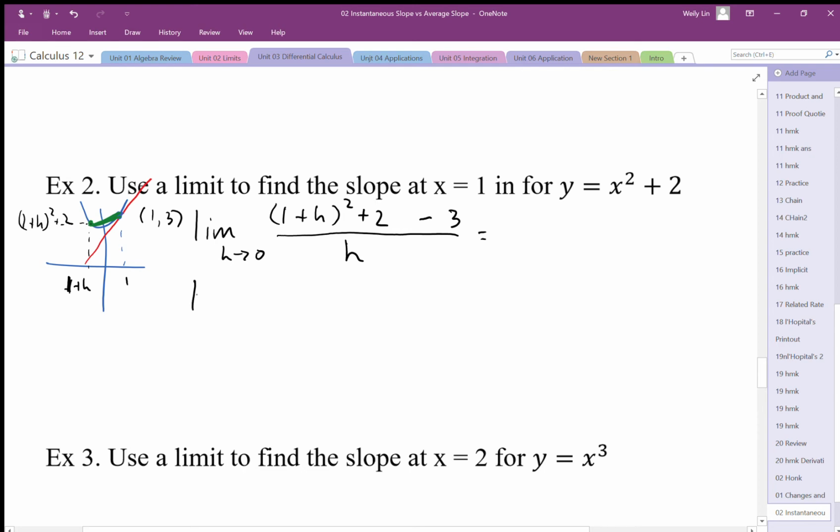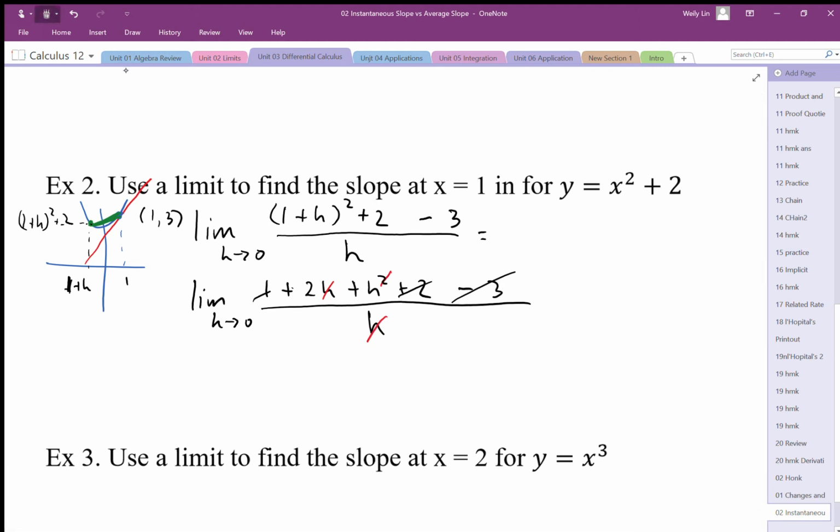I'm going to try to get rid of that divide by 0. So I end up with 1 plus 2h plus h squared plus 2 minus 3. Those cancel out, so I get 1 plus 2 minus 3, and I'm left with these h factors, which can now cancel out. I've gotten rid of my divide by 0, and I can now evaluate this limit. As h goes to 0, I'm left with 2 plus h, which is equal to 2. So the slope at that point is equal to 2.